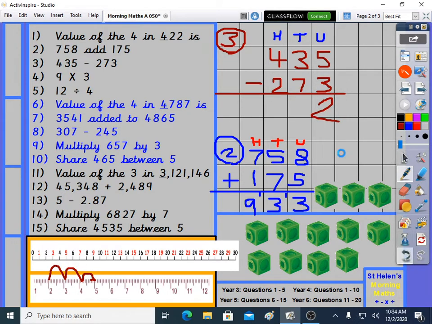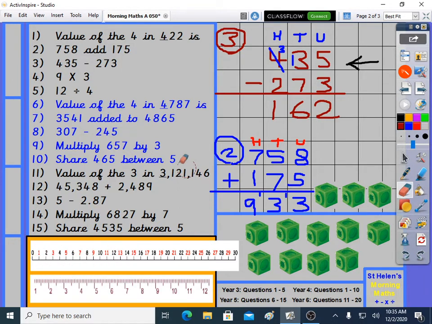3 take away 7. Oops. 3 take away 7 we can't do. 3 will need some help from the 4, which goes down to the one below, which is 3. We borrow 1 to get 13 take away 7. 13 take away 1, 2, 3, 4, 5, 6, 7 is 6. 3 take away 2, which is 300s, take away 200s is 100. So the answer is 162 because minus makes things smaller. That's why the top number, 435, got smaller when we took something away from it.